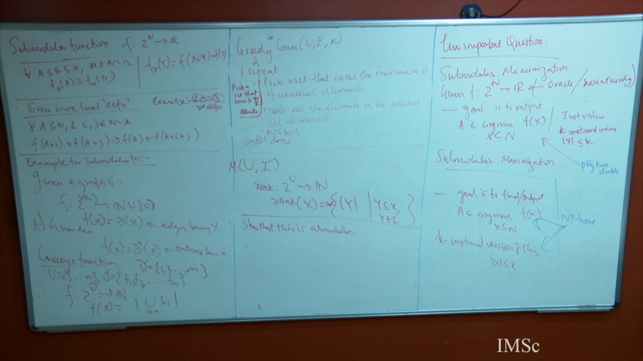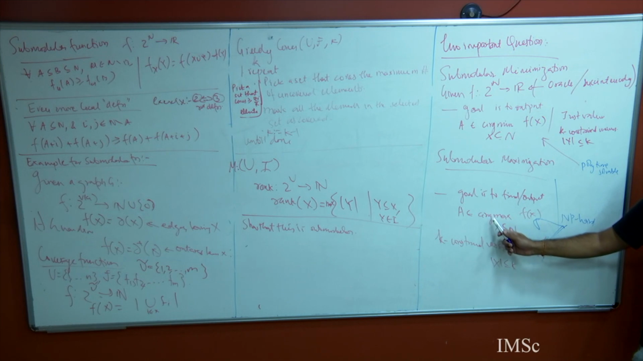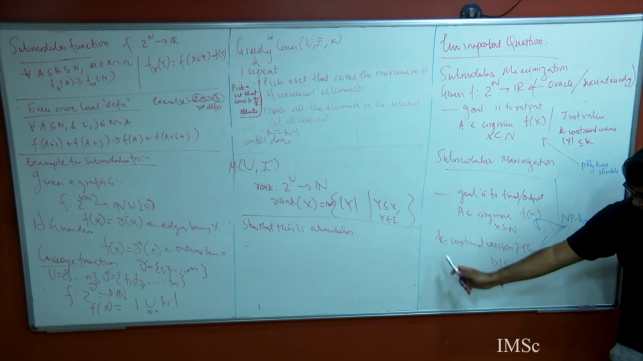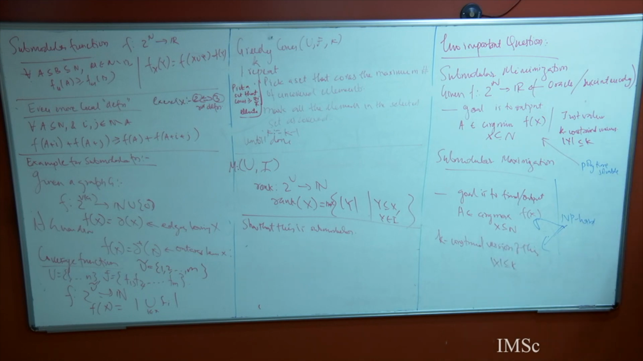But if we had a good approximation for this version, then I can get a good approximation for this version. Right? If I have a good approximation for this version, then I have a good approximation for this version. Agreed? Okay, excellent.